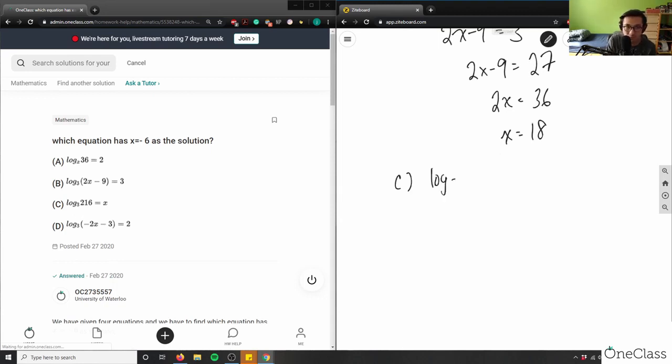C here is log base 3 of 216 equals x, right? This one I don't actually have to move. But if I want to plug it into my calculator, I can do the change of base, right? So log of 216 divided by log of 3 equals something. So log base 3 of 216 equals 4.89. Give me a second, let me just check this. 4.89.